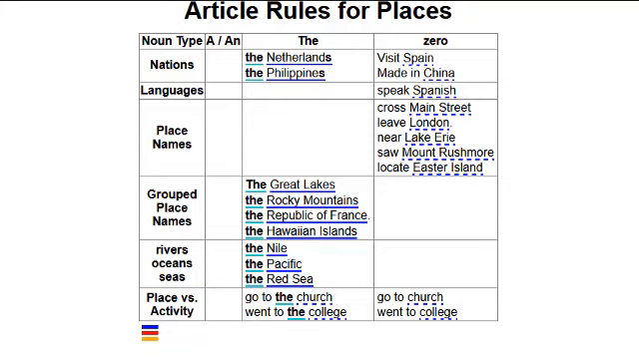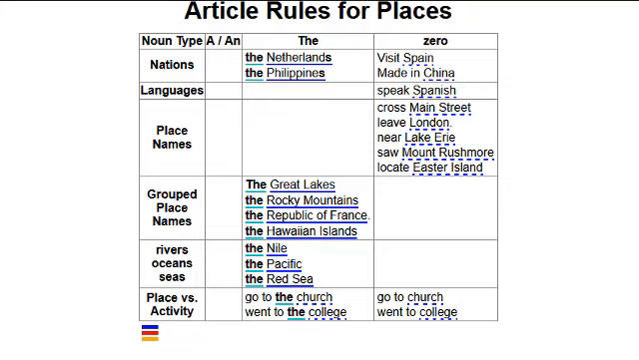Names of places and their languages are also mostly used without an article. Examples are visit Spain, made in China, speak English, cross Main Street, leave London, near Lake Erie, saw Mount Rushmore, locate Easter Island. However, we use the for the names of nations that are plural and end with an S, like the Netherlands, the Philippines, and for grouped place names like the Great Lakes, the Rocky Mountains, the Republic of France, and the Hawaiian Islands.